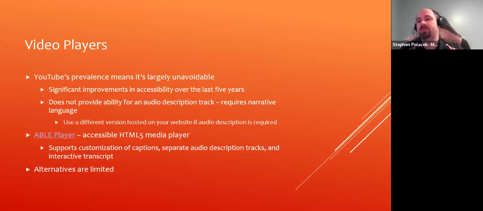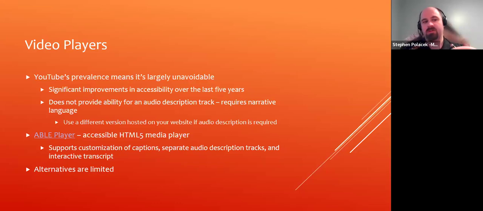Now, video players. This is a challenging aspect of making video and audio accessible. There's only so much we can do. YouTube's prevalence means it's largely unavoidable. Pretty much everyone's posting things to YouTube. We do it, every other state does it, the federal government does it, agencies do it, businesses do it, people do it. It's going to end up on YouTube.